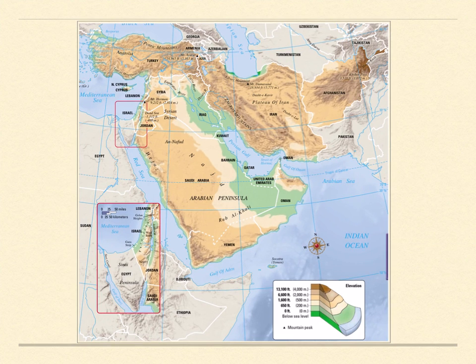Take a moment and identify the Arabian Peninsula, which includes the country of Saudi Arabia, but also several other countries like Oman and Yemen and the United Arab Emirates. Also identify the Anatolian Plateau in Turkey.